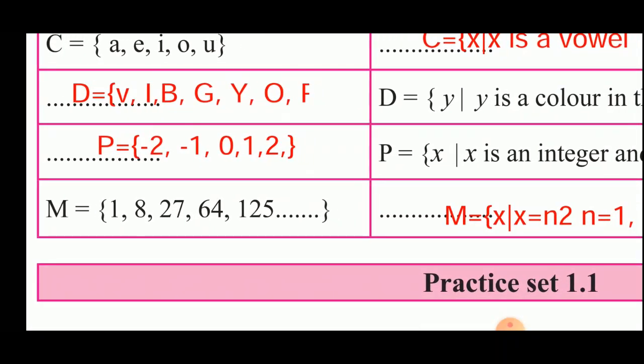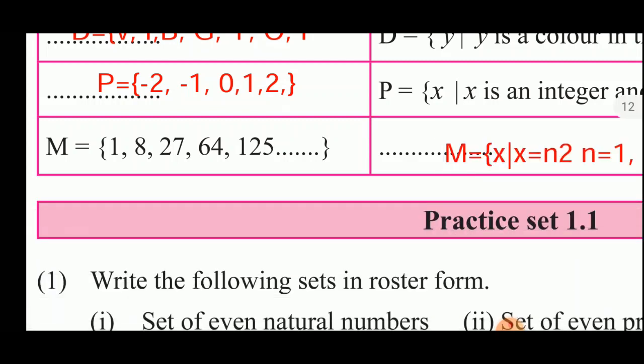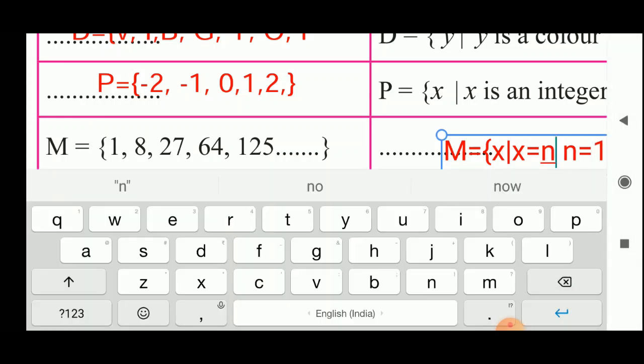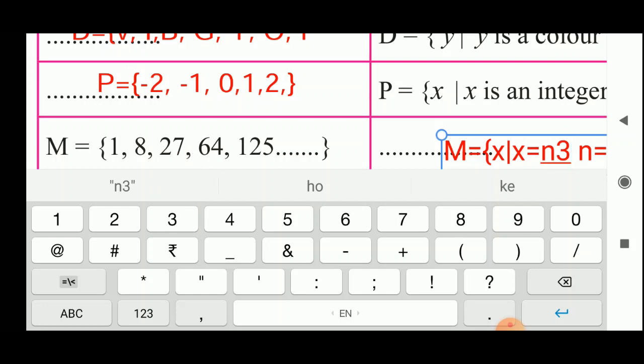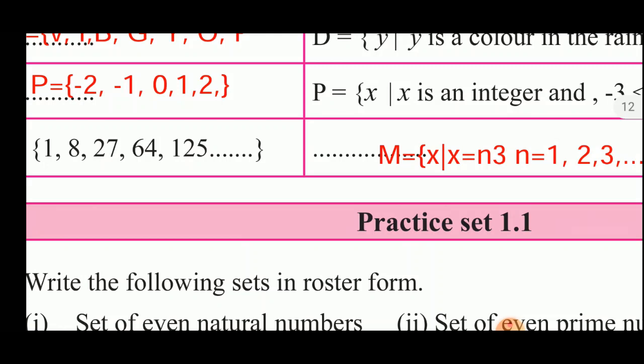Then set M has got 1, 8, 27, 64, 125. Now 1, 8, 27, 64, 125 are the cubes of the numbers. So if you write it down, M is the set of all X such that X is equal to N cube, where N is equal to 1, 2, 3 and so on. So these are all the cubes of the numbers.